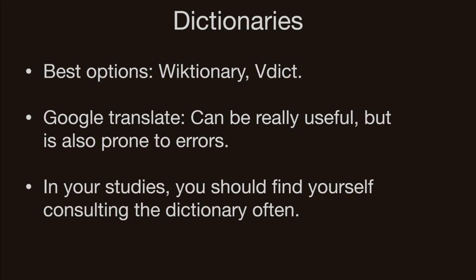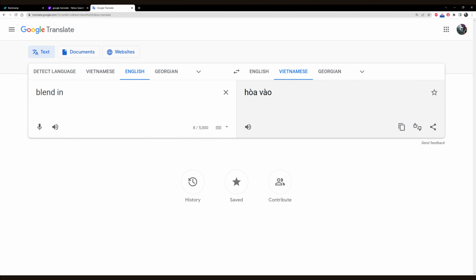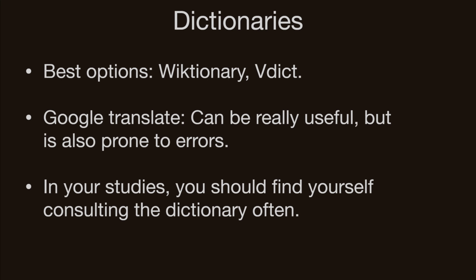Dictionaries are one of the most important resources in language learning. I mostly use Wiktionary, but VDict is also a good option. Google Translate gets a lot of hate, but I've seen it pull off miracles. And it also has a massive vocabulary, so if you ever stumble upon a word that isn't listed in Wiktionary, you can often find it through Google Translate instead. On the other hand, though, Google Translate can make some pretty silly errors, so just be careful. The last thing I want to say about dictionaries is a general rule of thumb, which says that during your studies, you should find yourself consulting the dictionary often, and if you're not, there's a good chance you're doing it wrong.